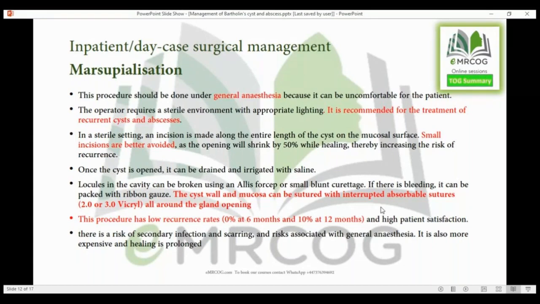So in case of marsupialization, the idea is what? The idea is to open the cyst or the abscess and clean it, of course, and destroy the locules if you are talking about the abscess. Then we are going to hold the cyst wall or the abscess wall and suture it with the healthy tissue outside the cyst.